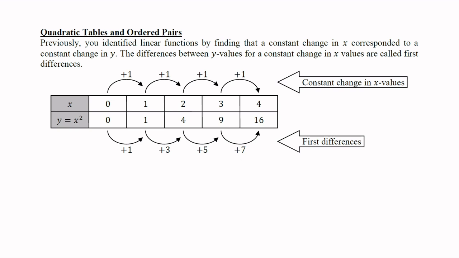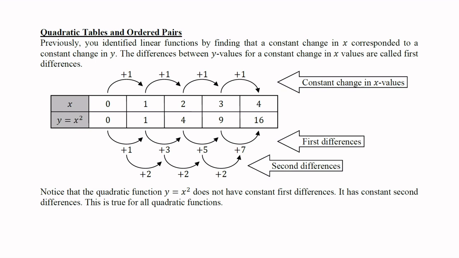But it's not the first differences that we're interested in. We are more interested in the second differences. So from 1 to 3, we add 2. From 3 to 5, we add 2. From 5 to 7, we add 2. So since our second differences are constant, then we can say that we have a quadratic function. Notice that the quadratic function does not have constant first differences. Instead, it has constant second differences. This is true for all quadratic functions.